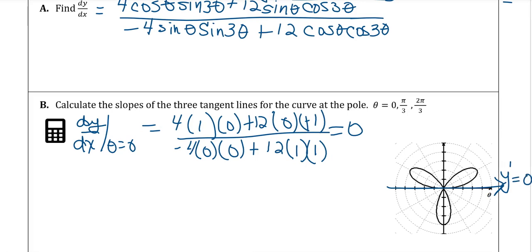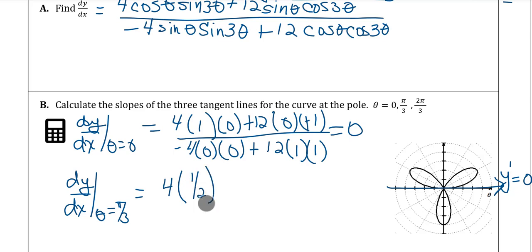Okay, next one, we're going to do dy/dx when theta equals pi over 3. Same thing, substituting. We have 4 times cosine of pi over 3, which is 1/2, then sine of pi, which is 0. And then plus 12 times sine of pi over 3, which is square root of 3 over 2, times cosine of 2 pi.